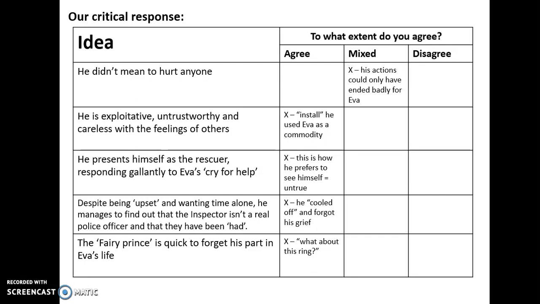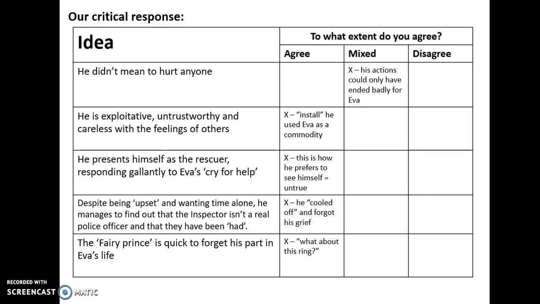He presents himself as the rescuer. Yes, absolutely. It's not true. He did not rescue Eva, but he certainly presents himself in that way. That is definitely how Gerald likes to think of himself. He heard her cry for help and he came gallantly forward. That's certainly how he sees himself, in my opinion.